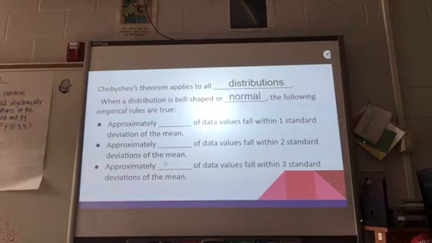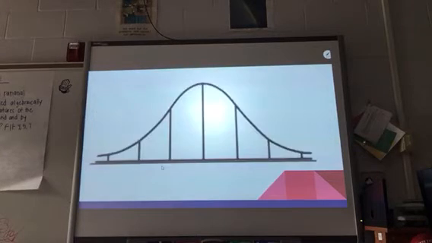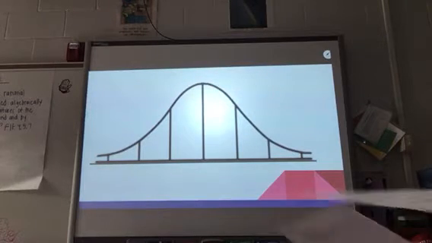When a distribution is bell-shaped or normal, the following empirical rules are true. 68% fall within 1 standard deviation, 95% fall within 2, 99.7% fall within 3. All right, we got a curve right here that we need to talk about and fill out. This is called the normal curve.